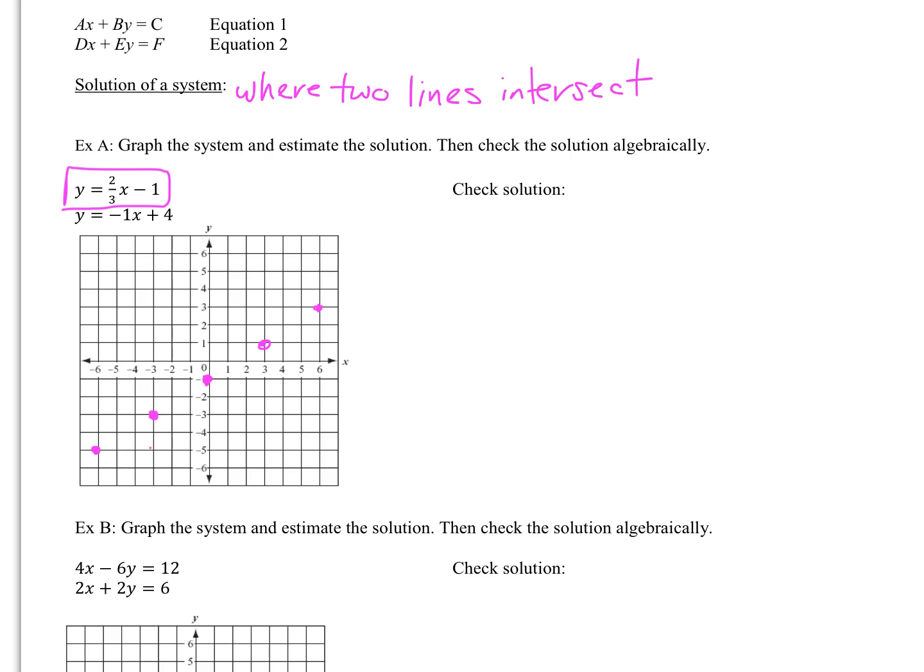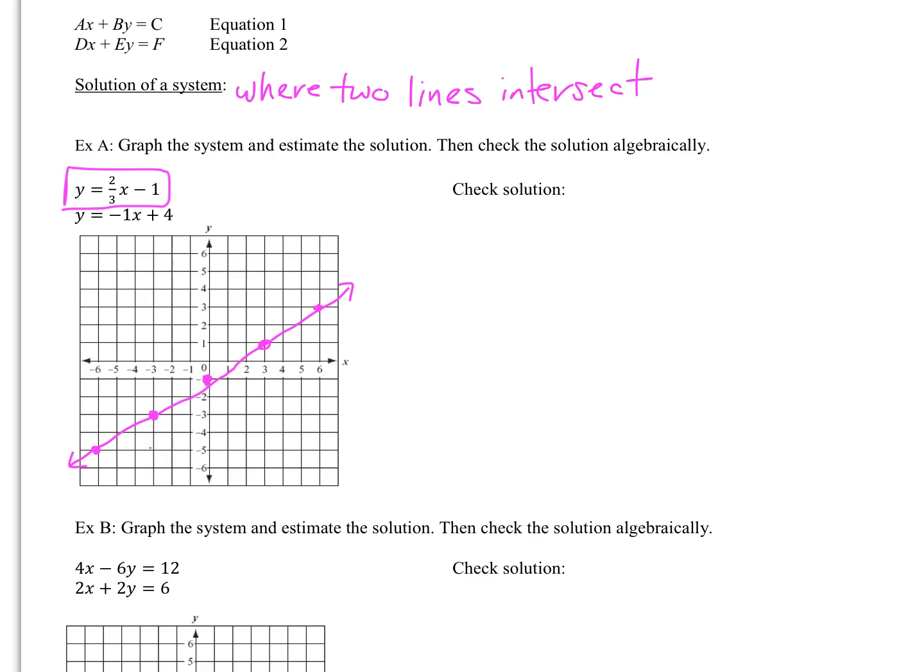There we go. All right. And I will try to always have the graphing ones hit at a nice point. I'm never going to have it be at some weird decimal for you guys.